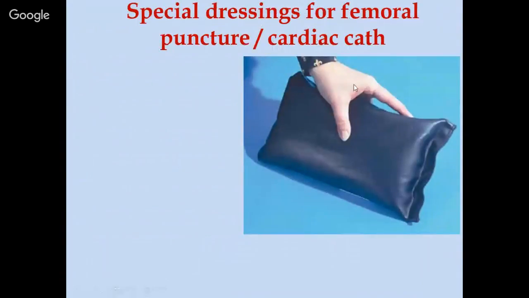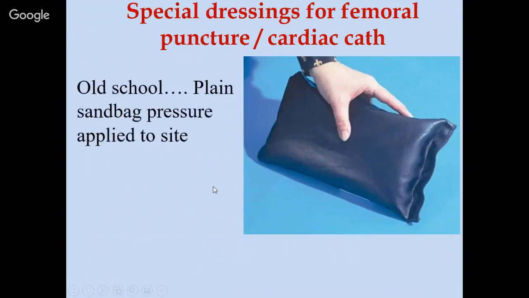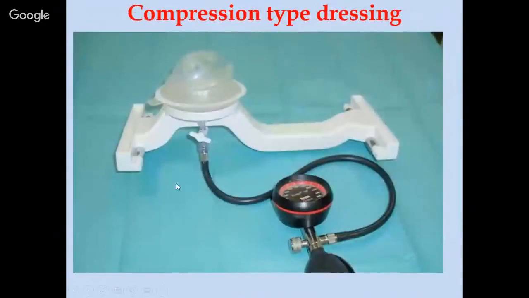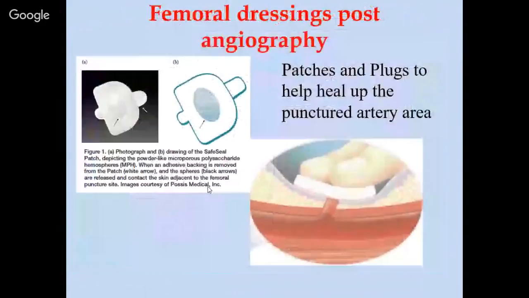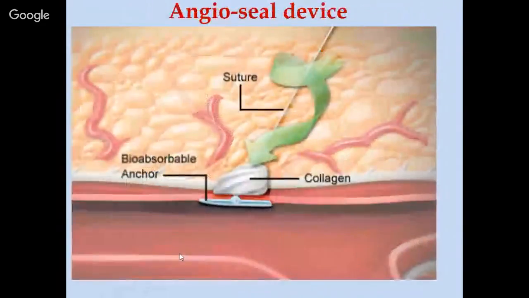So this is something that they can put on to hold pressure on the dressing site. And then this is a device they can put on that holds pressure. Some drainage, plug the holes. It's a little seal device.